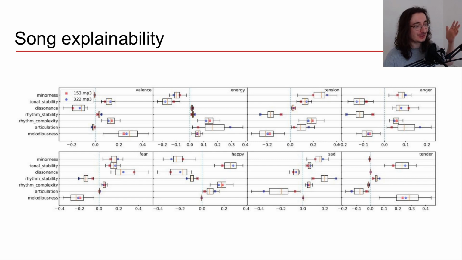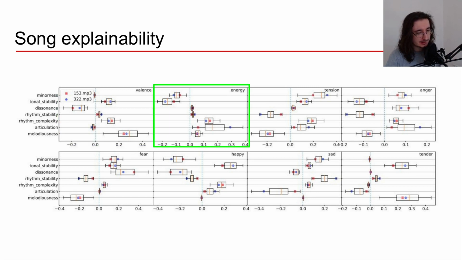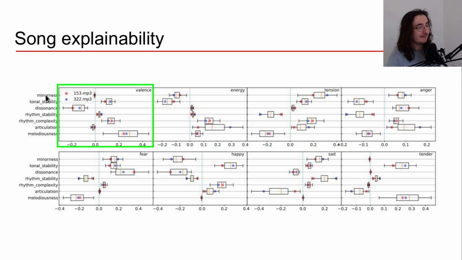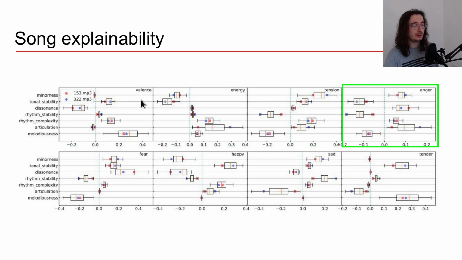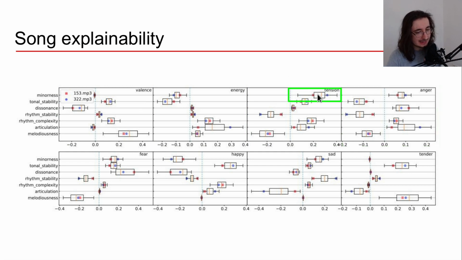And here the researchers came out with this wonderful box graph. So in each of these boxes over here, basically you have the effects that the mid-level features have on, for example, energy here, on tension, or on anger. And so let's take this one, for example. This is the effect that minorness has on tension.